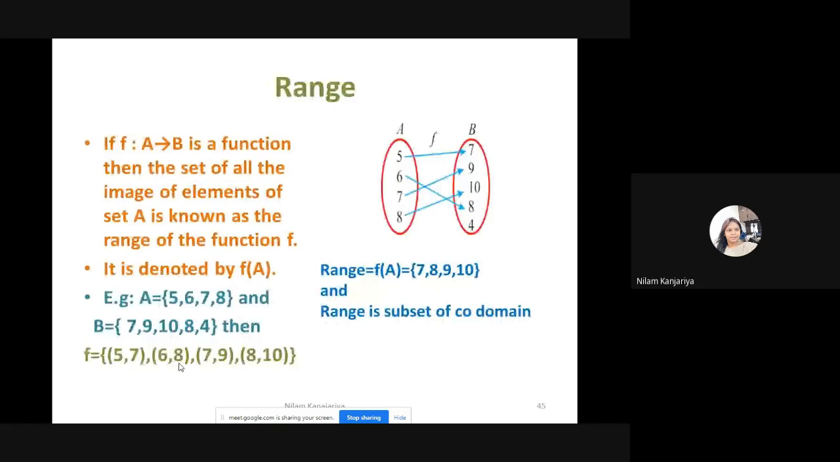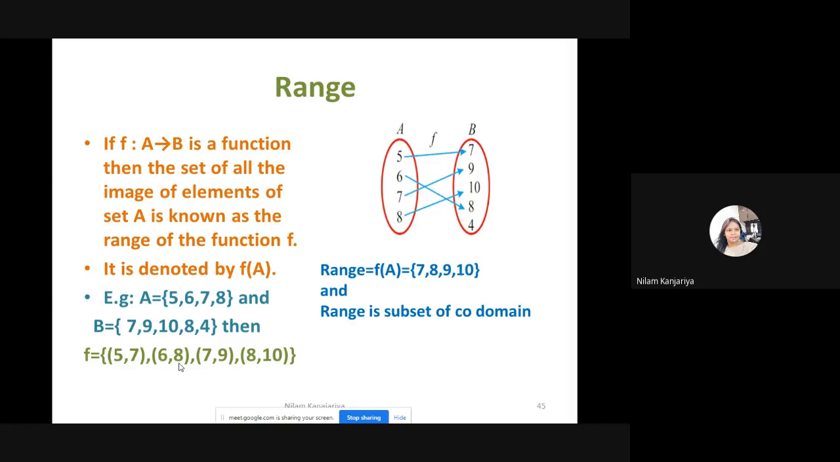Okay, this is the range. This is the most important definition of your syllabus. So what is the range? For the range, first of all you must have a function. The two Venn diagrams satisfy all the conditions of the function. What is the first step? You must have a function. If the given term is not a function, then you can't find the range.